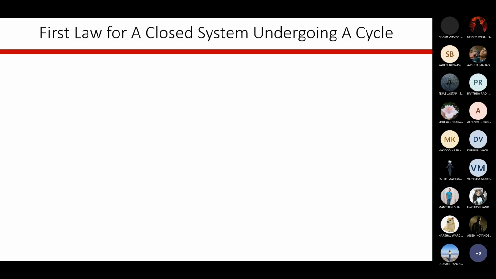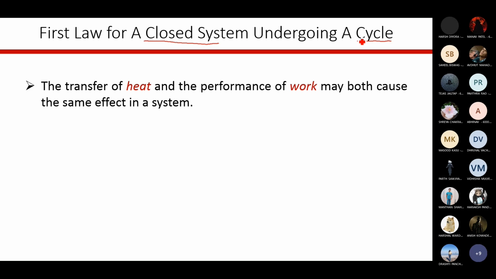Now moving further, let us talk about how we apply this first law for a closed system undergoing a cycle. Understand this wording: application of the first law, or what is the statement of the first law for a closed system undergoing the cycle. By this time you must be clear with the concepts of open system, closed system, isolated system, state, process path, and cycle, right? So let us look at the first law applied to a closed system undergoing the cycle.